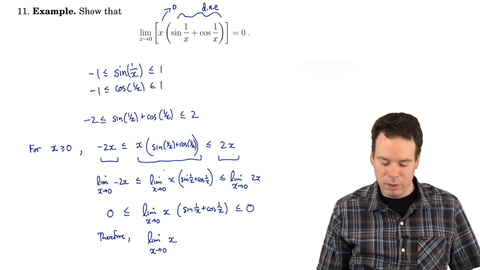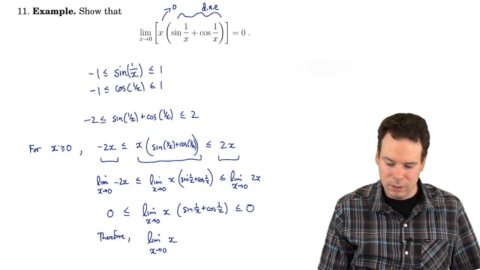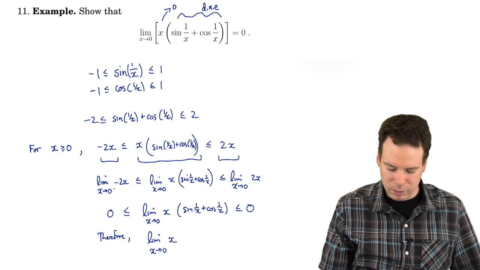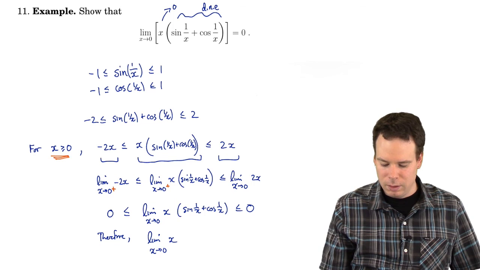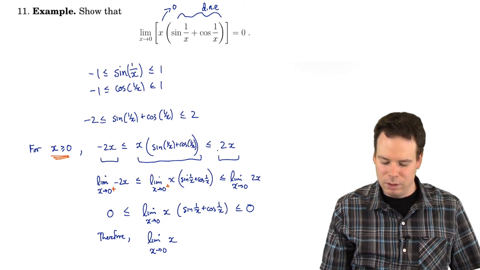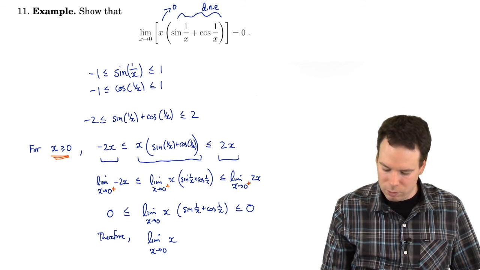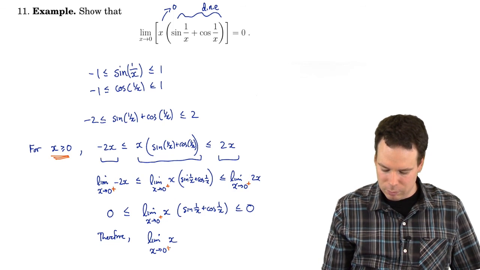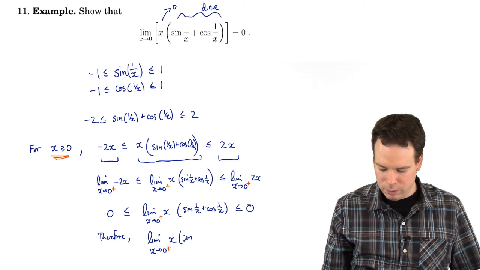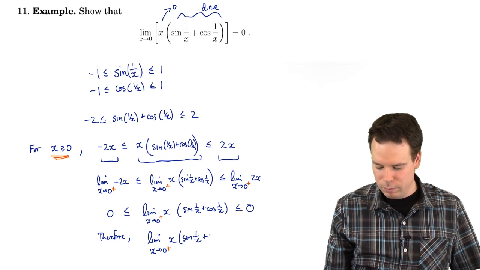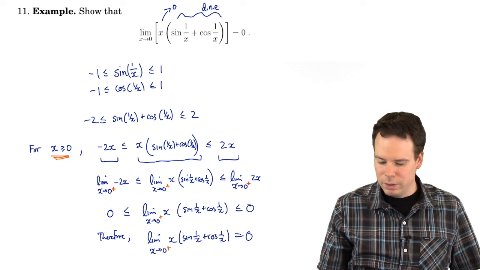Oh, I need to be careful here. I'm assuming that x is positive, so my limits aren't general limits here. I'm coming to 0 from the right. When x is positive, I had to make that assumption so the inequalities didn't switch around, but I also have to carry that through on my limits. So this limit as x goes to 0 from the right of x sine of 1 over x plus cos 1 over x is 0. So that's our right-hand limit.